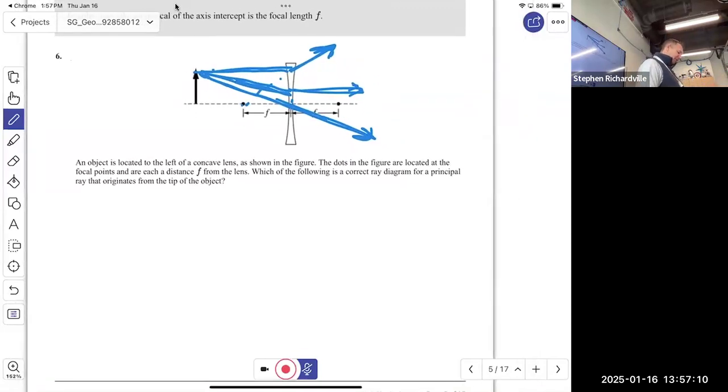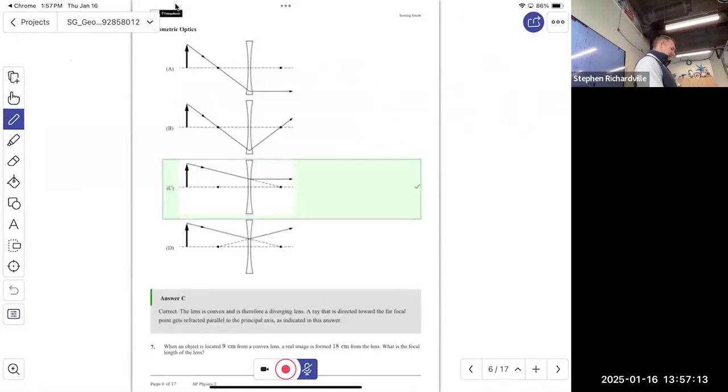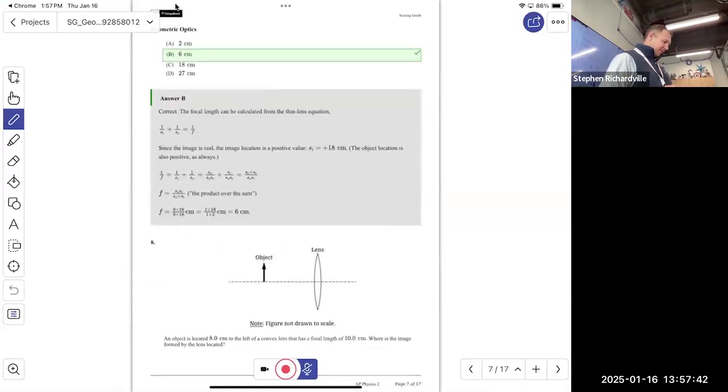So when I go to my next page, A would be great for a converging lens, but it's not. B is absolutely nothing. And D is absolutely nothing. So I have to recognize that only A and C are even possible. And A is for converging, C is for diverging. Okay?